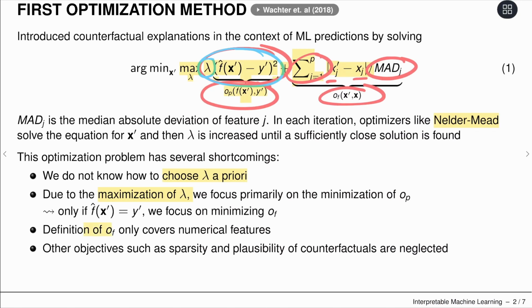Furthermore, the way we're scaling here in our feature space is only covering numerical features, so that simply means that the objective for the feature space is really only applicable to numerical features. We discussed already other objectives like sparsity, plausibility, which are here simply neglected.